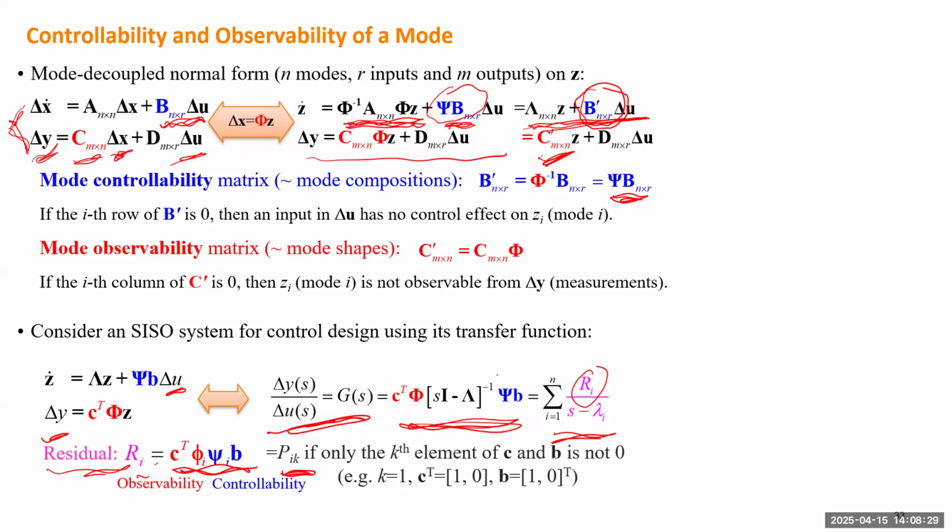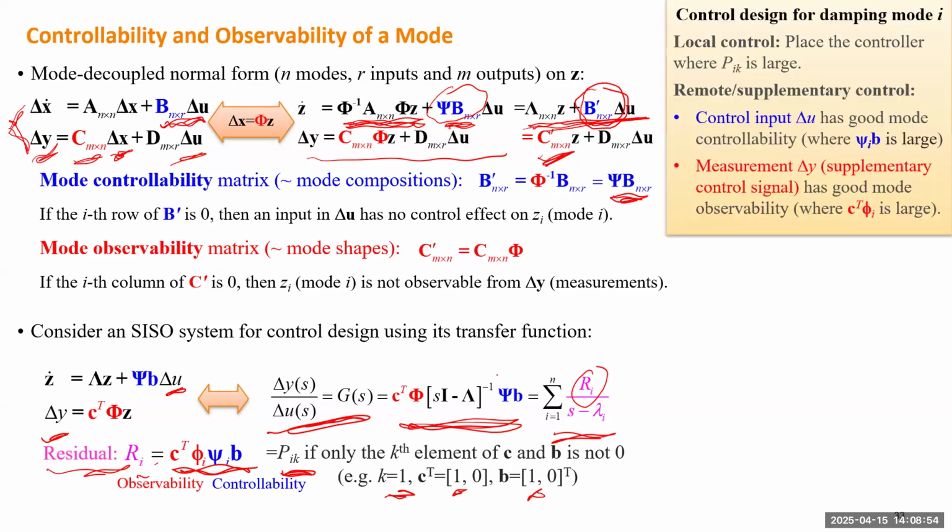Okay. If only the k-th element of C and B is not 0, for instance if k is 1, only the first output channel and the first input channel are non-zero. So this residue is exactly the participation factor, which means we can utilize the participation factor to design the control. If I have only local control, I need to place the controller where the participation factor is large. It will guarantee that the overall observability and controllability are not small.